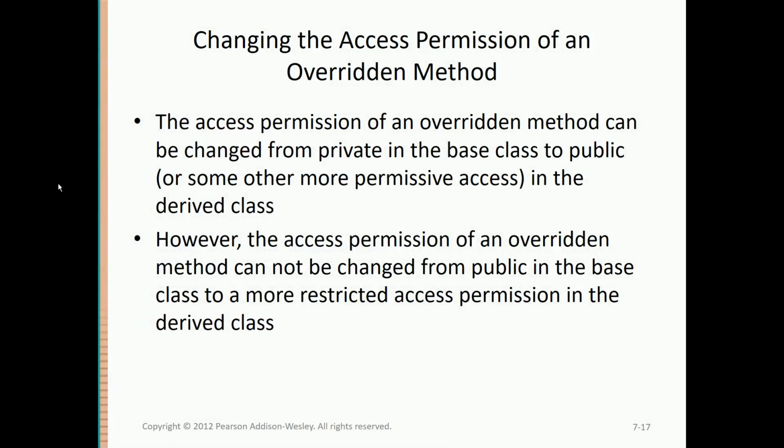Changing the access permission of an overridden method. Now when I'm overriding, we spoke about the method signature should be the same. We have a discussion about the return type. But what about the access modifiers, the public thing or private? If I'm inheriting something that is public, can I make it private?